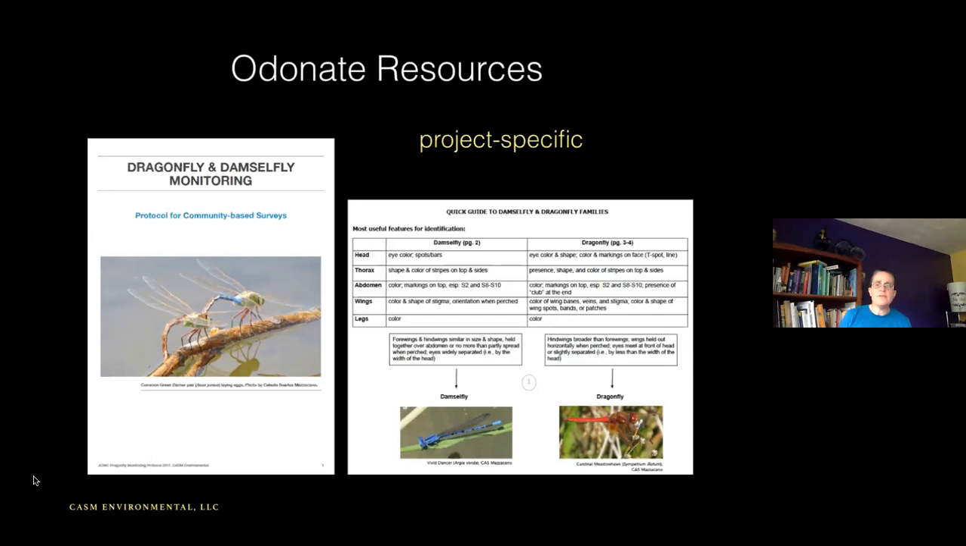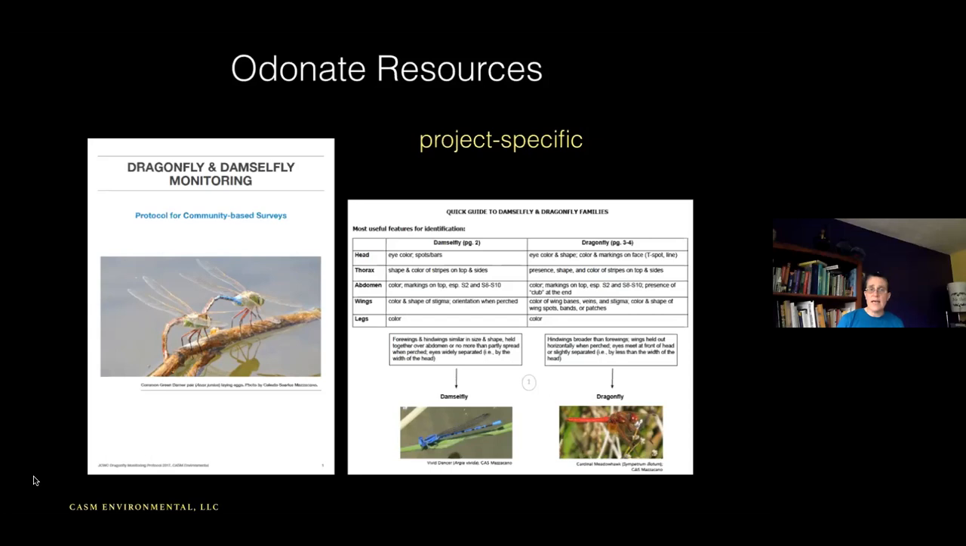We're going to talk about identification next, but I want to point out to you some of the resources that you may have already received links for from Tiffany. If not, you will be getting those in hard copy, I think, for some of them, and they'll be available as PDFs. So we have some resources that have been developed just for this project. And on the left, you see the cover page of a 15 to 20 page manual that is all the complete detailed directions for you as surveyors to do dragonfly and damselfly monitoring.